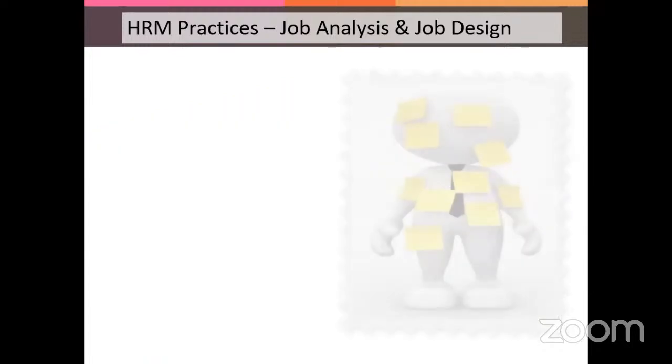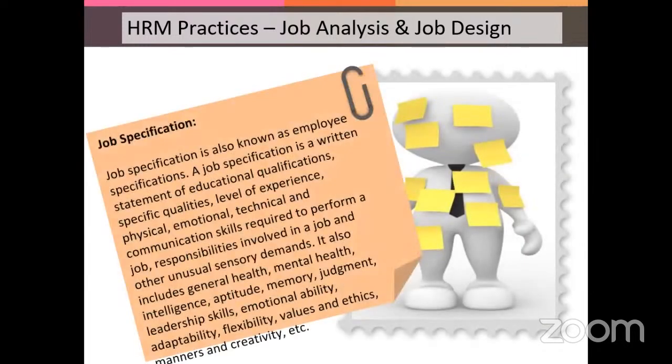Now, we'll also look at the job specification. The job specification is also known as employee or person specification. A job specification is a written statement of educational qualifications, specific qualities, level of experience, physical, emotional, technical, and communication skills required to perform a job, responsibilities involved in a job, and other unusual sensory demands. It also includes general health, mental health, intelligence, aptitude, memory, judgment, leadership skills, emotional ability, adaptability, flexibility, values and ethics, manners, and creativity, among others.